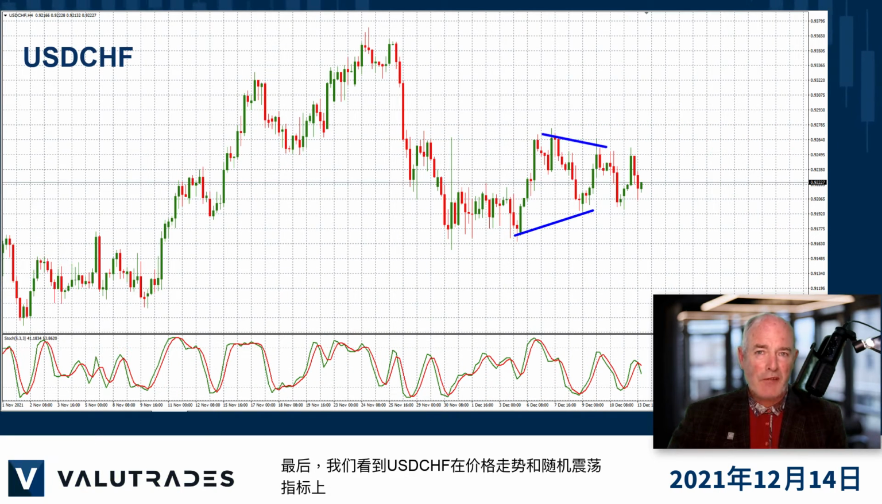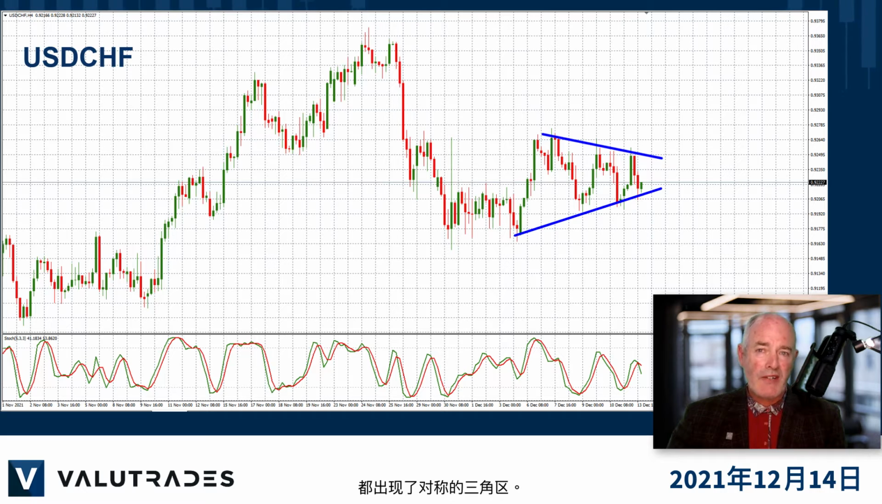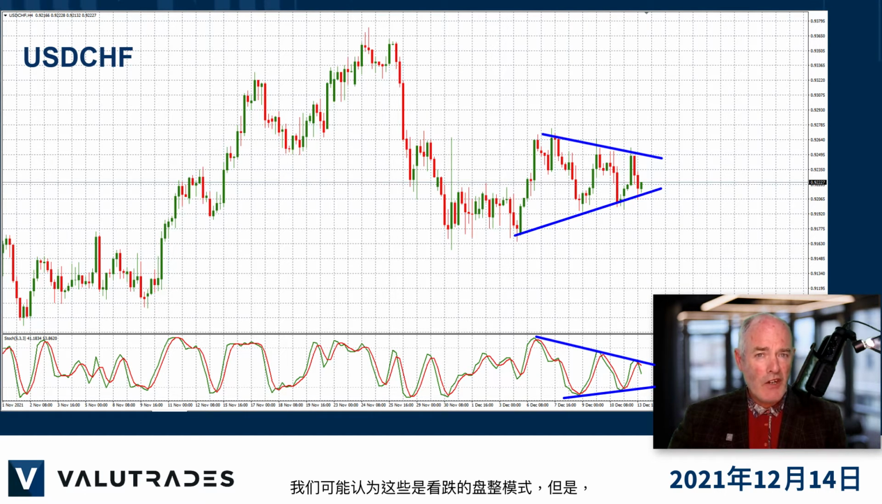And finally, we see a symmetrical pennant on dollar Swiss on both price action and the stochastic oscillator. We might consider these to be bearish consolidation patterns, but again, be aware of this week's US and Swiss interest rate decisions.